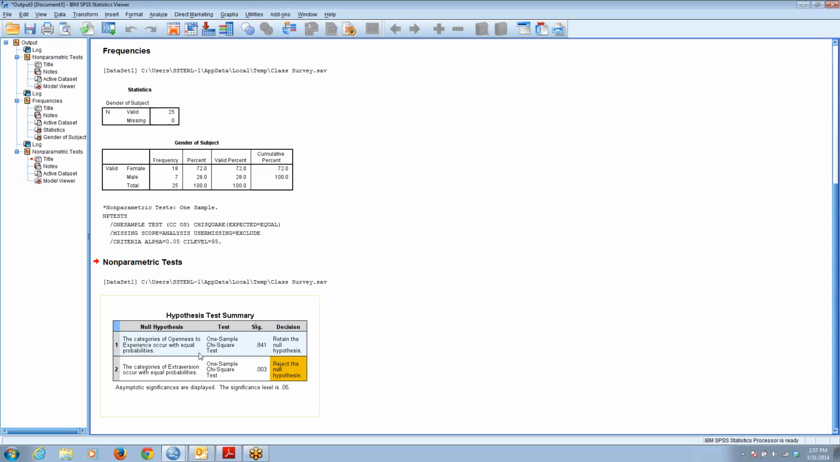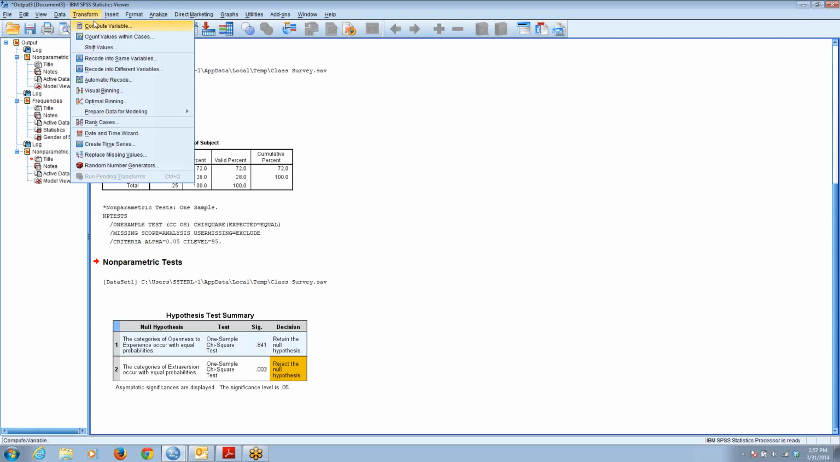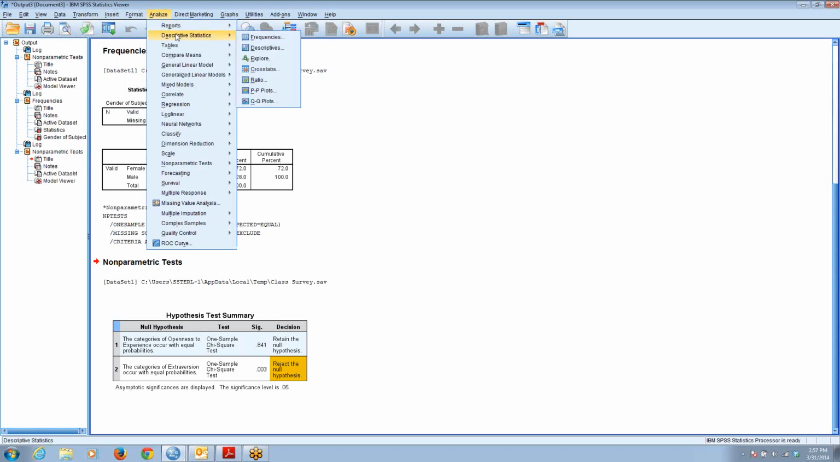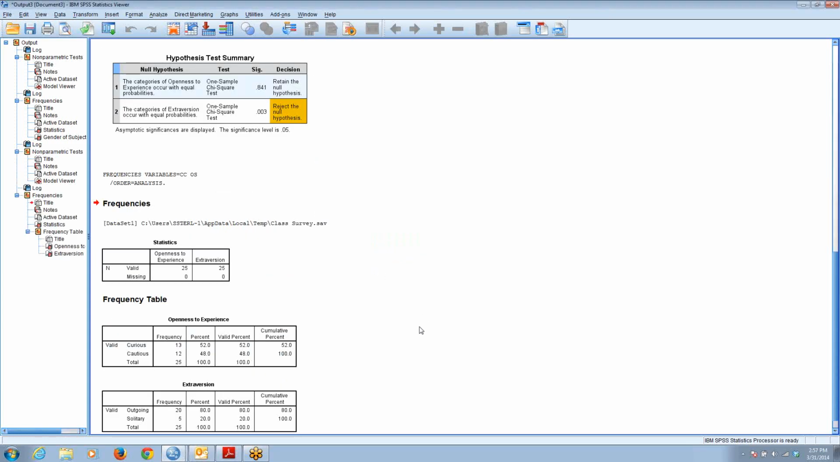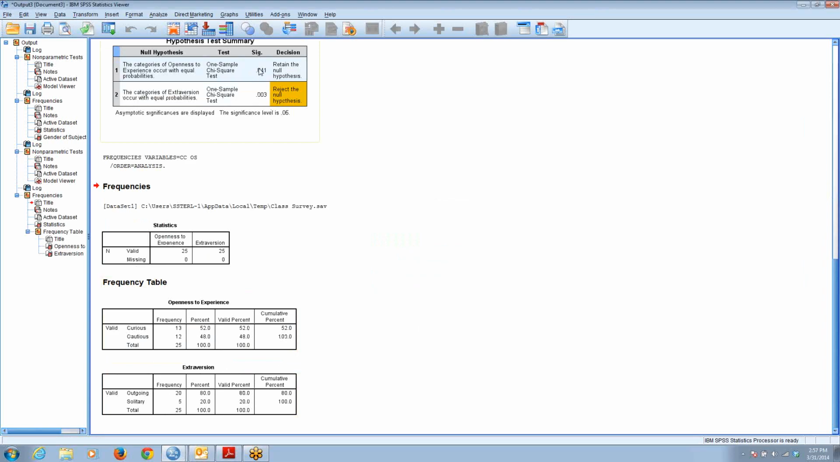Okay, this is a one sample chi-square test for openness to experience, which looks like it's evenly distributed. And the other is extroversion, and that looks like it's not evenly distributed. Let's just take a look at that. Okay, descriptives, frequencies, openness to experience, extroversion. Okay, so yeah.